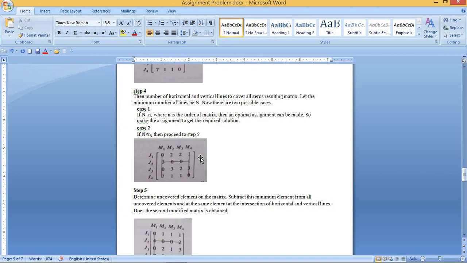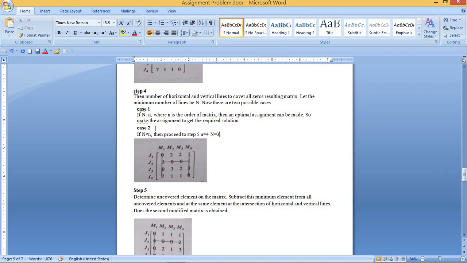Here 2 cases are there. The number of lines is represented by capital N, and the order of the matrix is defined by small n. The order of the matrix is 4, because it is a 4 by 4 square matrix. So small n is equal to 4, and we can consider capital N is equal to 3.